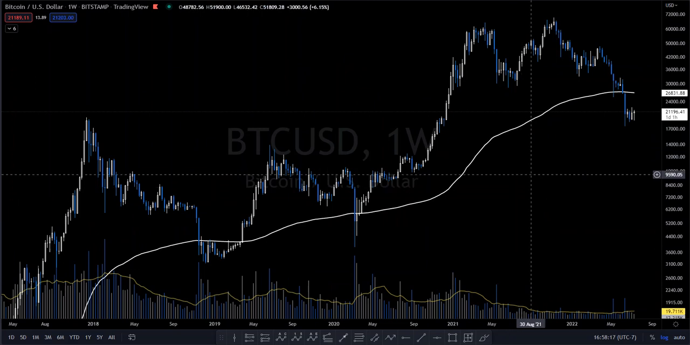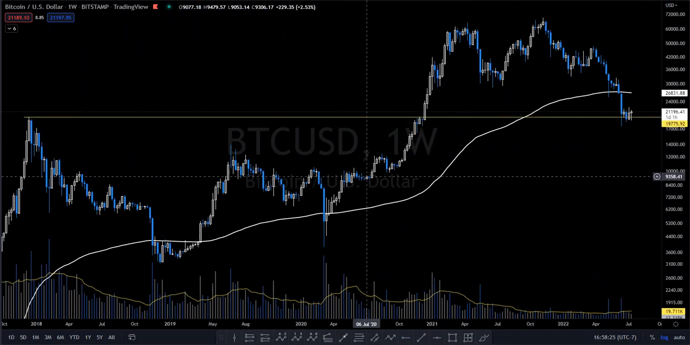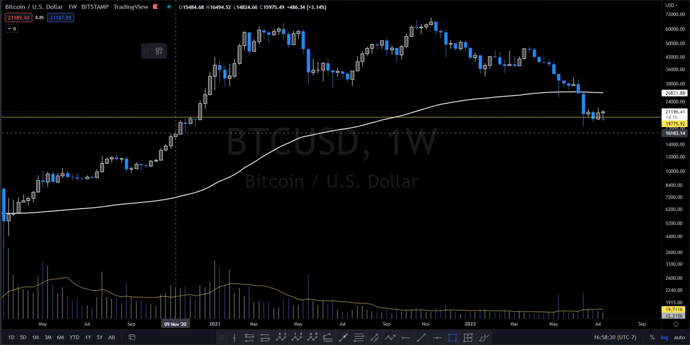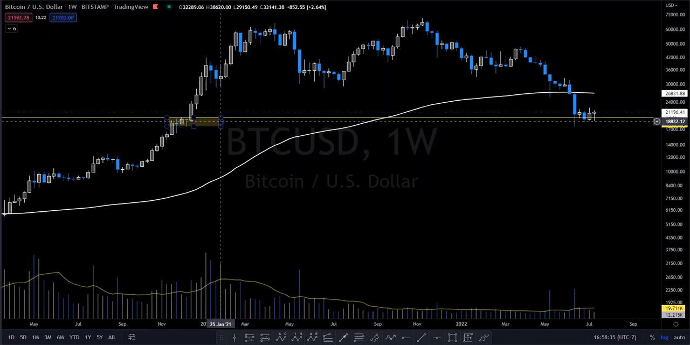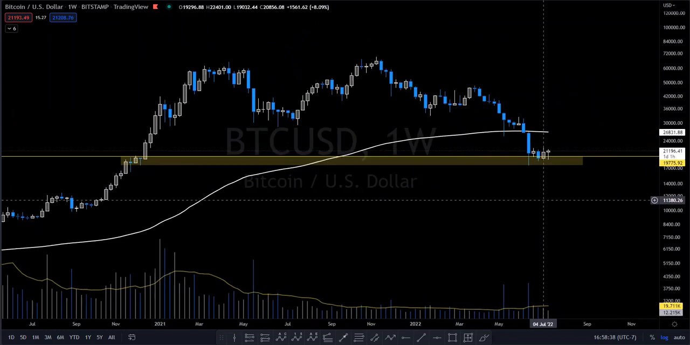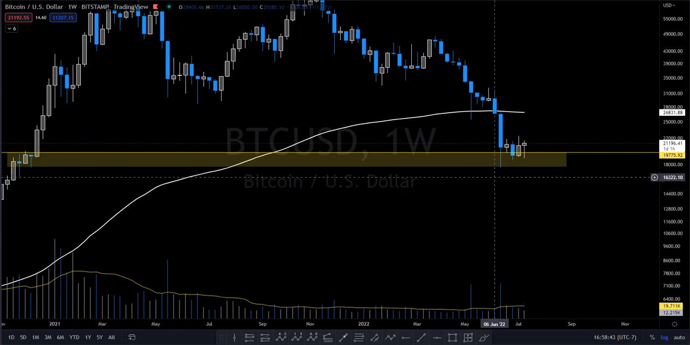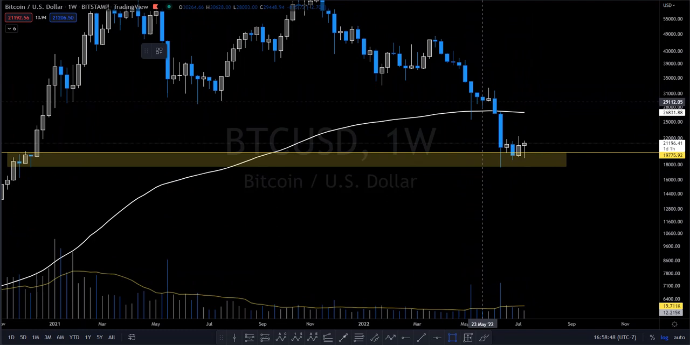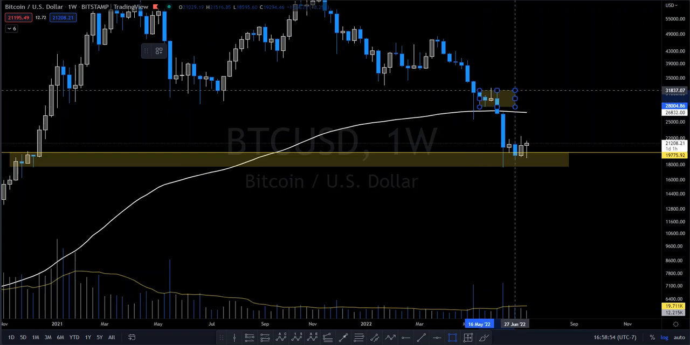If we want to take a look at the chart from the supply and demand zone perspective, we can see these important levels. Here is the previous all-time high, and here you can see a demand zone, and price showed a good reaction to this demand zone on the weekly time frame. And also the first resistance area on the weekly time frame would be this area.